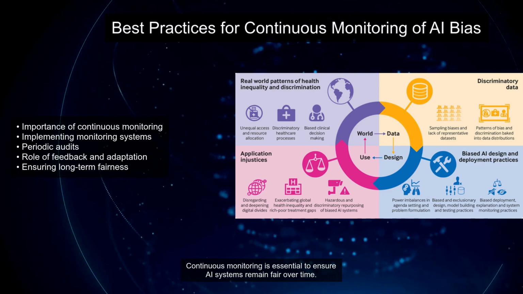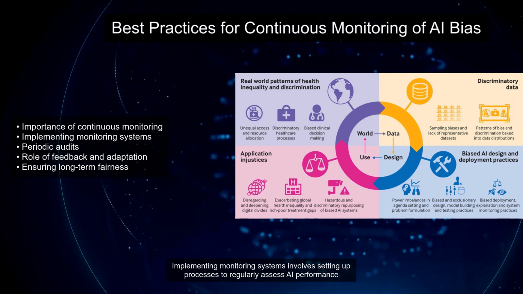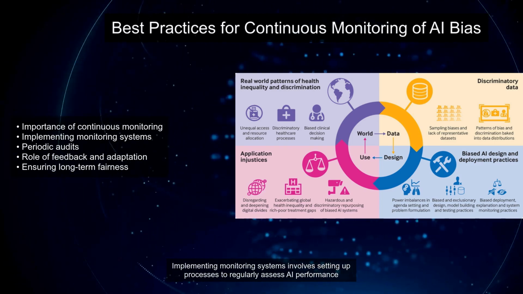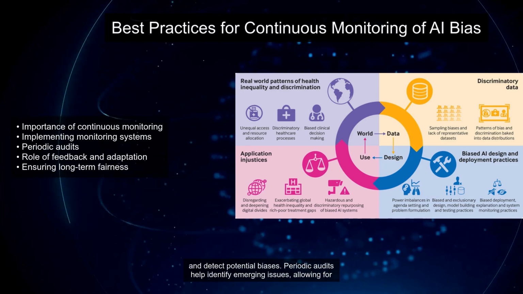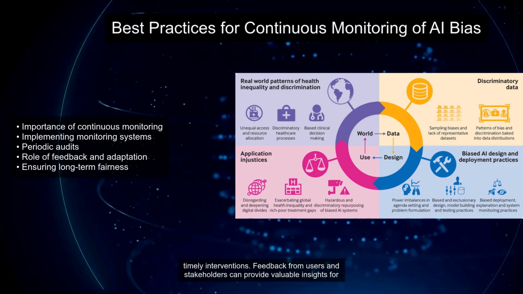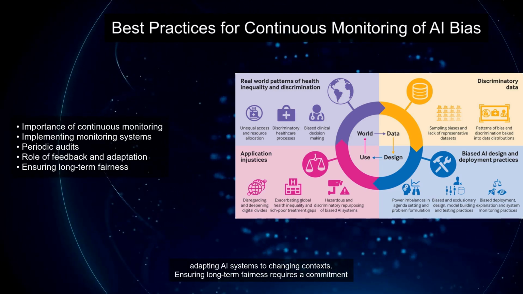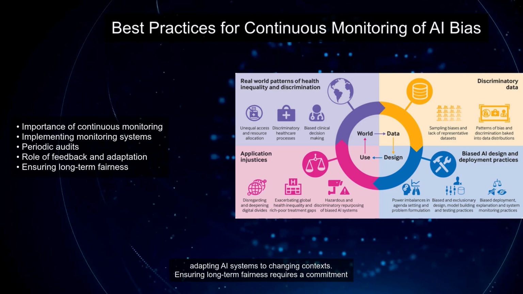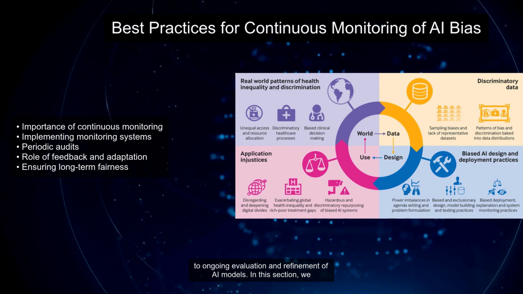Continuous monitoring is essential to ensure AI systems remain fair over time. Implementing monitoring systems involves setting up processes to regularly assess AI performance and detect potential biases. Periodic audits help identify emerging issues, allowing for timely interventions. Feedback from users and stakeholders can provide valuable insights for adapting AI systems to changing contexts. Ensuring long-term fairness requires a commitment to ongoing evaluation and refinement of AI models.